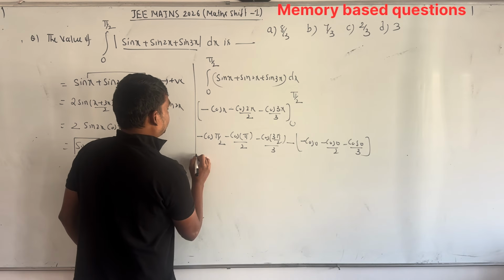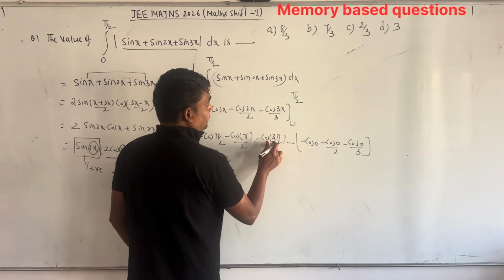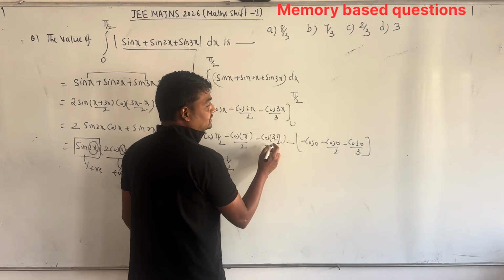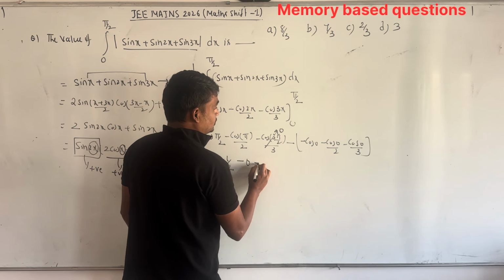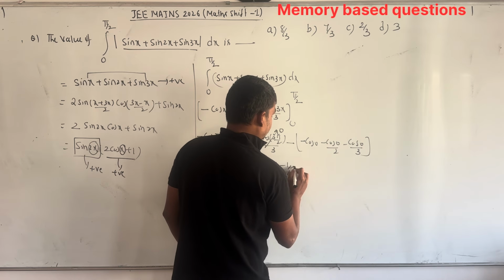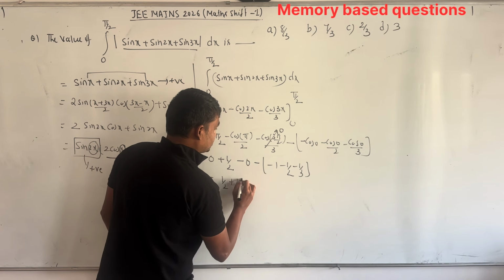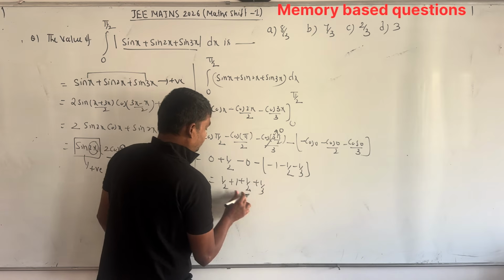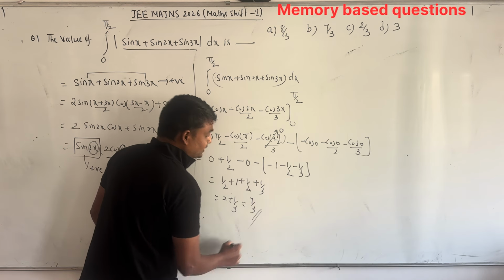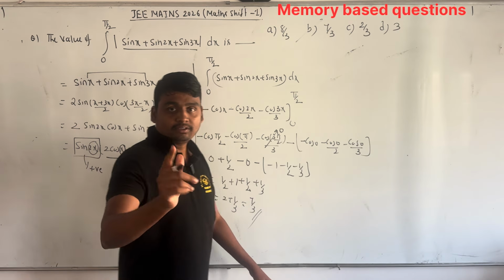So now we know that cos pi by 2 is already 0. Cos pi is minus 1, so minus into minus gives plus 1 by 2. 3 pi by 2 is cos 270, which is cos of 360 minus 90, cos 90, again this is 0. So this is again 0 minus of minus cos 0, minus 1, minus 1 by 2, minus cos 0, minus 1 by 3. So finally we get 1 by 2 plus 1 plus 1 by 2 plus 1 by 3. 1 by 2 plus 1 by 2 is 1, 1 plus 1 is 2, so 2 plus 1 by 3 gives 7 by 3 as the answer for this question. So we can see which option is correct. 7 by 3, option B is correct for this question.